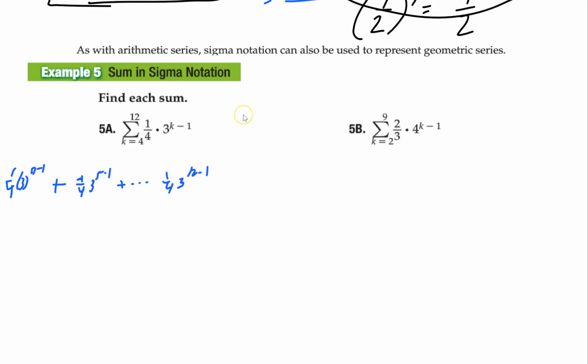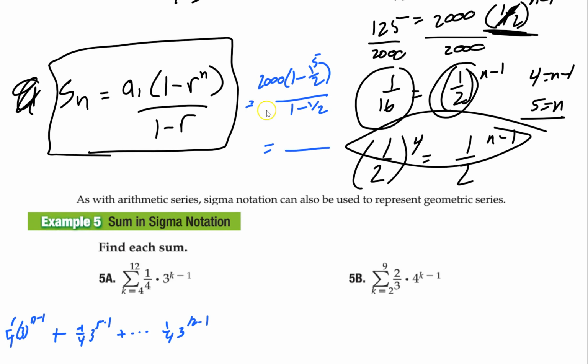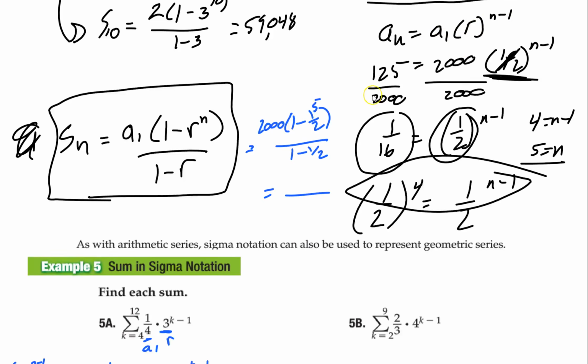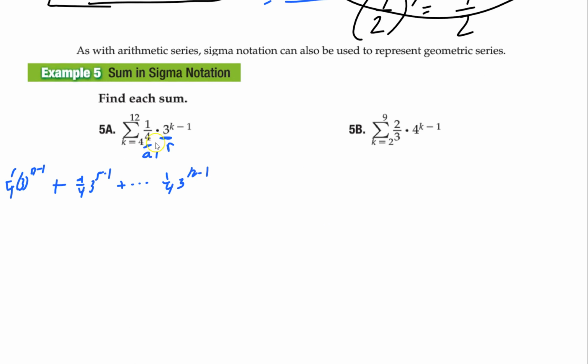So another way we could do this is we could try to plug into the formula. Here's a couple things. The thing with the power is your r, and this is your a1. Notice how it matches the same formula? Actually, by that I mean the one up here, right? a1 times r to the n minus 1. Only problem here is that we're not starting at 1. So I'd have to figure out my new a1 and stuff.